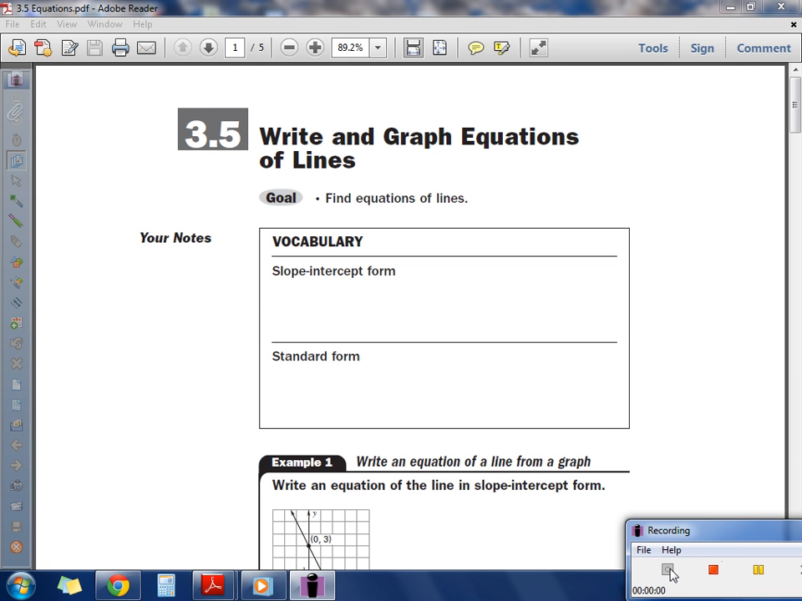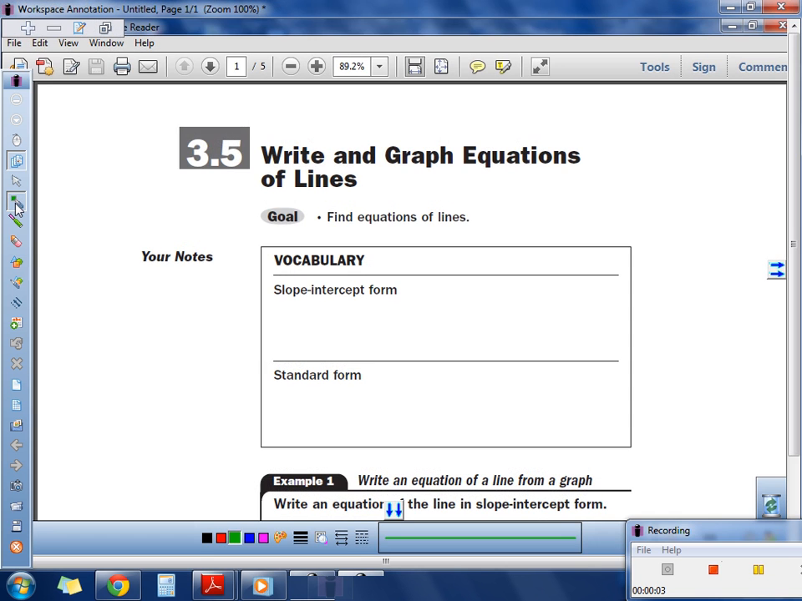All right, today's lesson is pretty simple. Today we're talking about equations of lines. The other day we just dealt with slope. We dealt with parallel slope and perpendicular slope. Today we're talking about equations of a line.